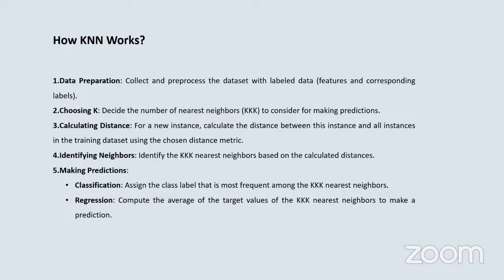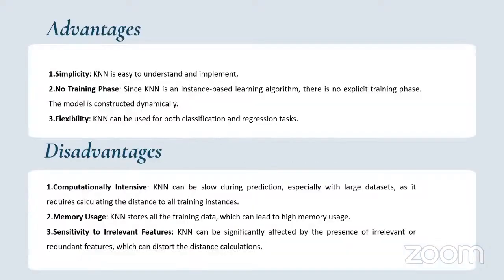In very simple meaning, the nearest neighbor is the person who is immediately next, in your next house, your closest neighbor. It is someone you can call, hello, how are you, from one window to the other window. That is a classic example of your nearest neighbor. Making predictions: for classification, assign the class label that is most frequent among the K nearest neighbors, and for regression, compute the average of the target values of the K nearest neighbors.